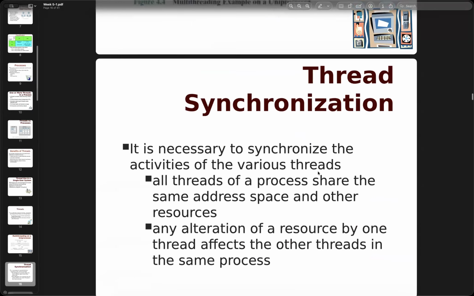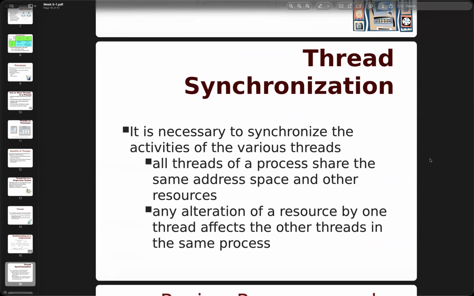How about thread synchronization? It is necessary to synchronize the activities of the various threads. We need to know that all the threads of a process share the same address space and other resources. Just imagine that they are in one process, with multiple workers, and they are still sharing. The alteration of a resource by one thread affects other threads in the same process. So it's really important, and you need to be careful of this part. Because you are working together, synchronization is important.